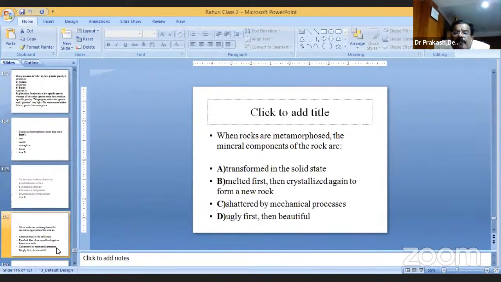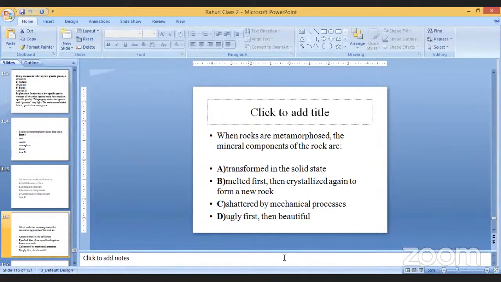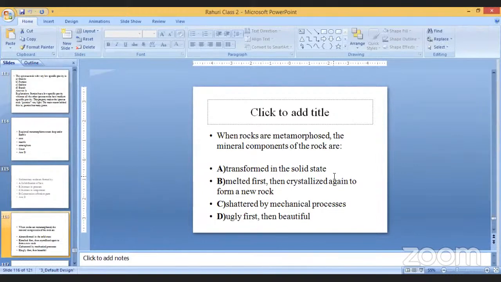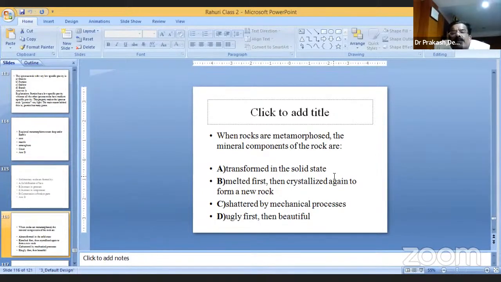When rocks are metamorphosed, the mineral components of the rock are transformed in the solid state, melted first, then crystallized again to form a new rock, shattered by mechanical process, ugly first, then beautiful. C maybe. It is actually transformed in the solid state only. The new minerals, metamorphic minerals, are formed by solid state substitution.